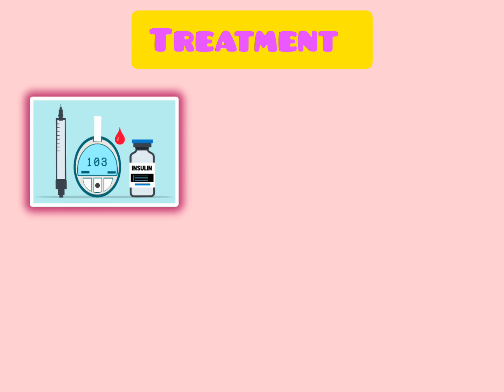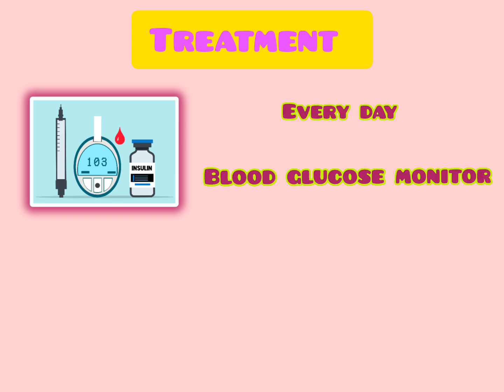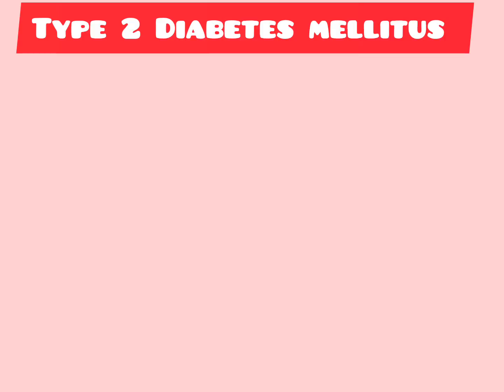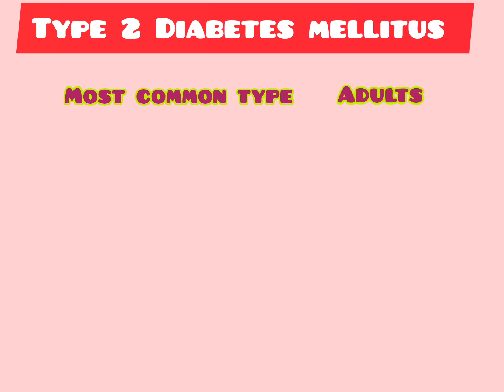Treatment includes: people with type 1 DM need synthetic insulin every day, blood glucose monitoring, carbohydrate counting, exercising regularly, and keeping a healthy weight. Next is type 2 diabetes mellitus. This is the most common type of diabetes. It mainly affects adults, but children can have it as well.